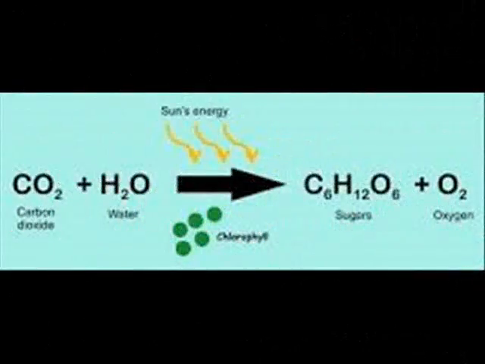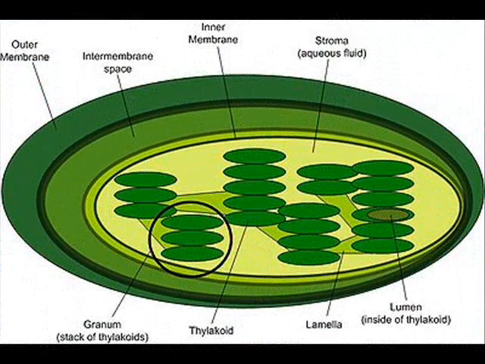So the chemical equation of photosynthesis is 6 carbon dioxide and 6 molecules of water, through light energy and enzymes and the chlorophyll, give us 1 molecule of glucose and 6 molecules of oxygen and 36 ATP. Photosynthesis takes place in the chloroplast inside the plant cell.